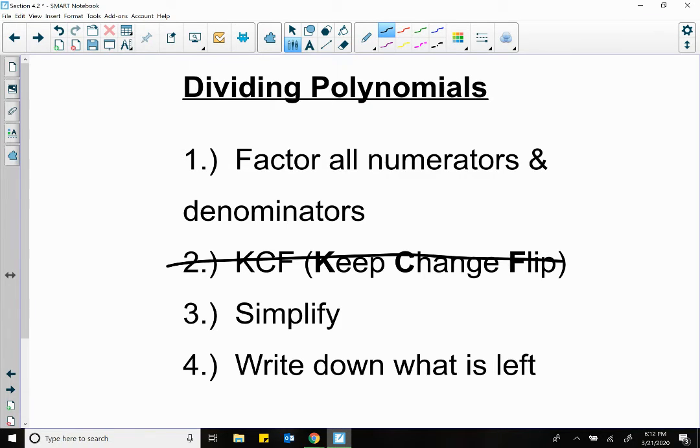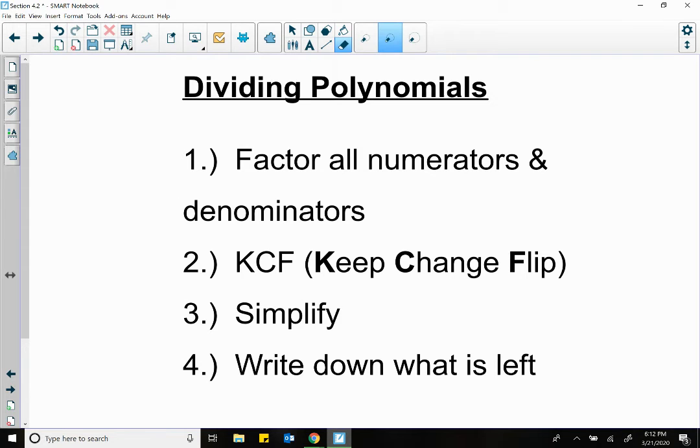Division is really multiplication. There is no such thing as division, just so you know. Okay? So with division, these steps 1 and 2 can be switched if you want. You can do keep, change, flip, KCF, Kentucky Chicken Fried is what I call it. You can do KCF first and then factor everybody, or you can factor everybody and then do KCF. It doesn't really matter, okay? So these 2 steps can be flip-flopped, but the last 2 steps stay in order.